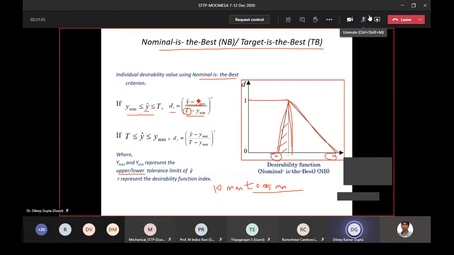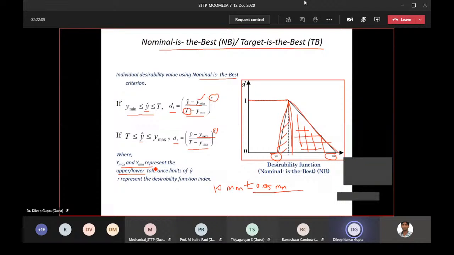Similarly, just the opposite, if the value of y lies between t and y maximum, which is this side, right? Here, the desirability value is calculated by using y minus y maximum and t minus y maximum raised to power r. Now y minimum and y maximum represent the lower or upper tolerance limit for the value of y, and r represents the desirability function index. So this is about the nominal is best or target is best combination or condition.